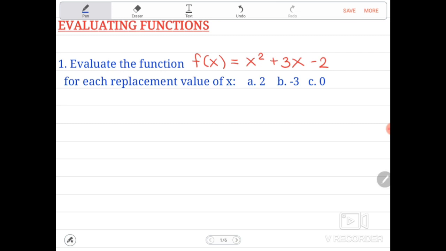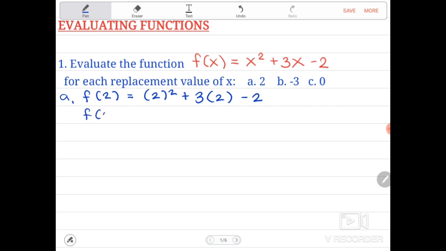Number 1. Evaluate the function f of x is equal to x squared plus 3x minus 2 for each replacement value of x. A, 2, B, negative 3, C, 0. Let us try. So for letter A, the value is 2. So we will be having f of 2. Replace all x by 2. We have 2 squared plus 3 times 2 minus 2.